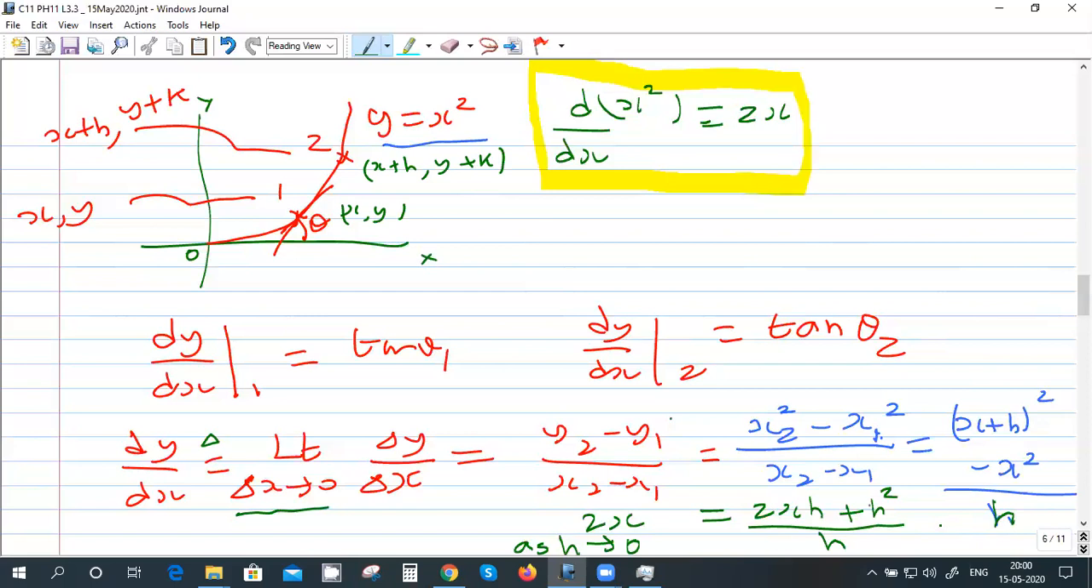So from this, how do you get this one? I didn't understand. Sir, can you repeat the previous step? How you got x square minus x1 square by x square? I didn't understand how you got x plus h square. X2 is what? X plus h. And x1 will be x.